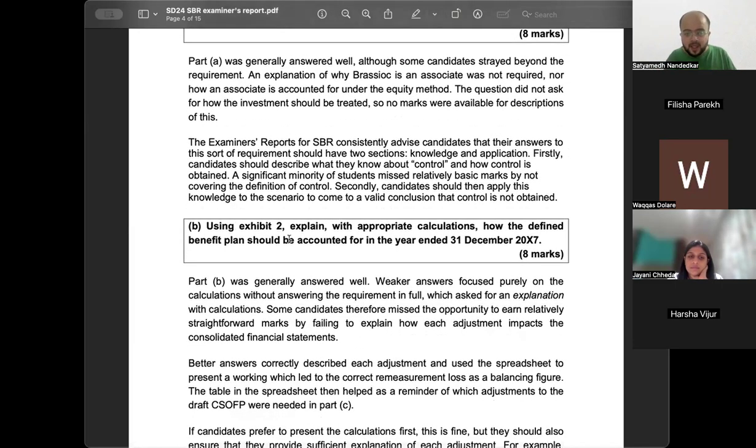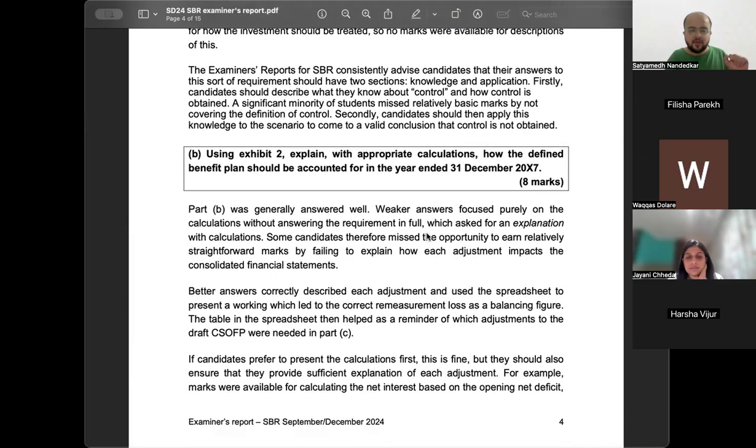ठीक है. Using Exhibit 2, explain with appropriate calculations how the defined benefit plan should be accounted for in the year ended 31st of December 2007. Now, there are two parts to this question. Explain with appropriate calculations how the defined benefit plan should be accounted for. सबसे पहले you will prepare the entire working of a defined benefit plan. Opening net obligation से आपकी शुरुआत होगी, right? You will start with the opening net obligation, net asset. Then what will you do after that?